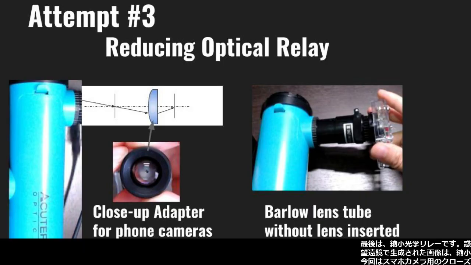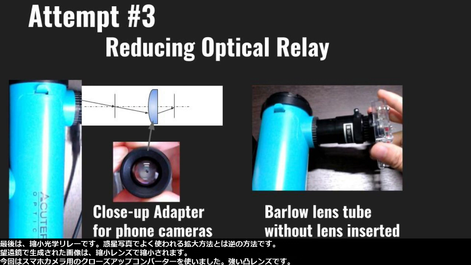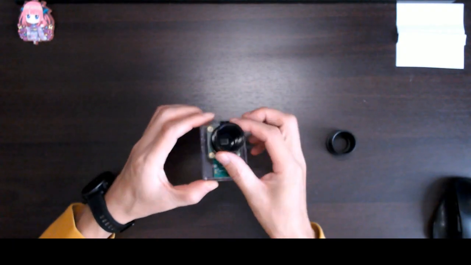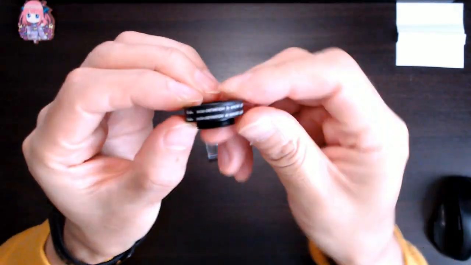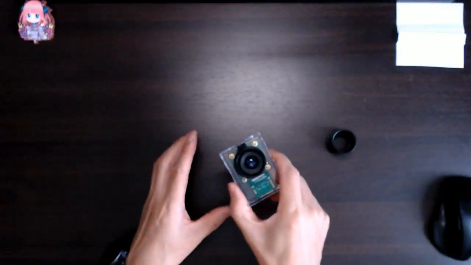The last attempt is reducing optical relay. It is the opposite way of magnifying methods often used in planetary photography. The image produced with the telescope is reduced with a demagnifying lens. This time I used a close-up converter for phone cameras. It is a strong positive lens.